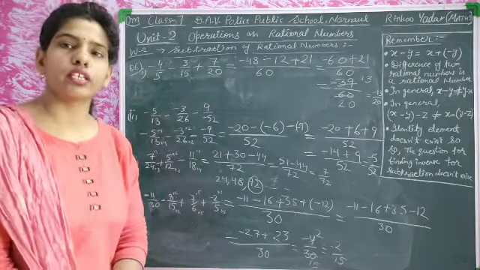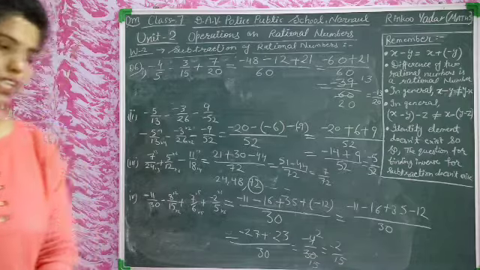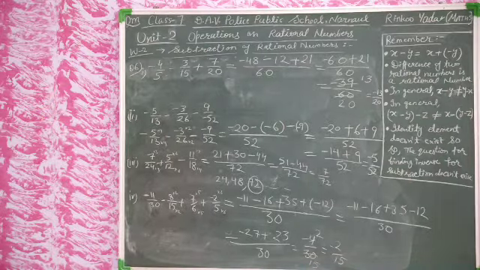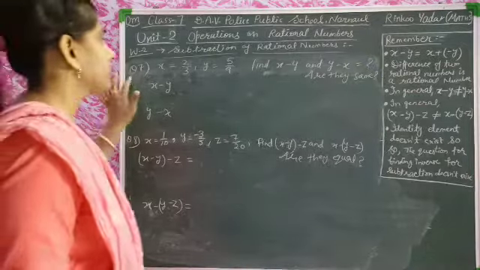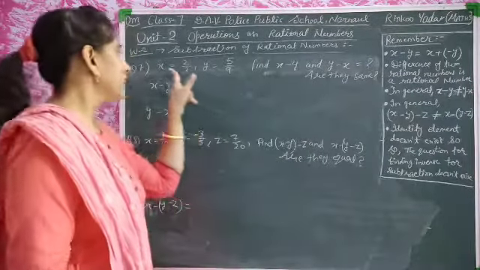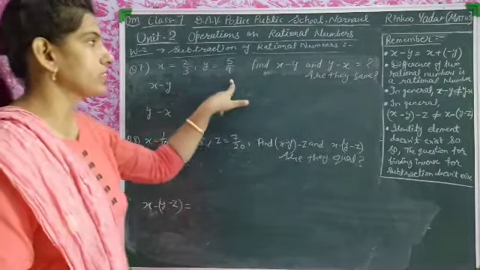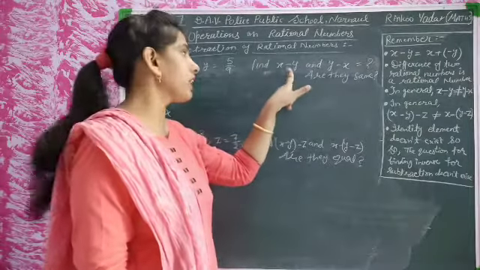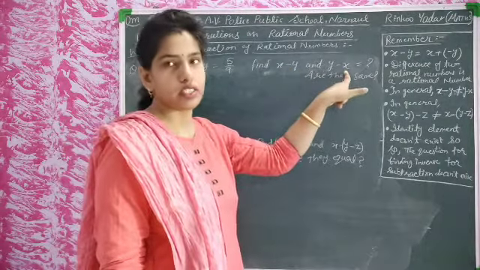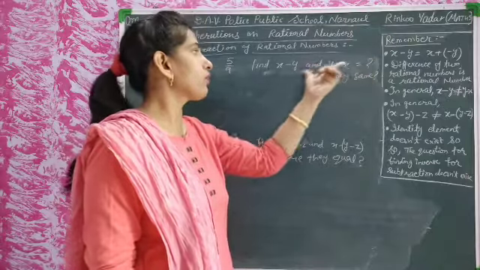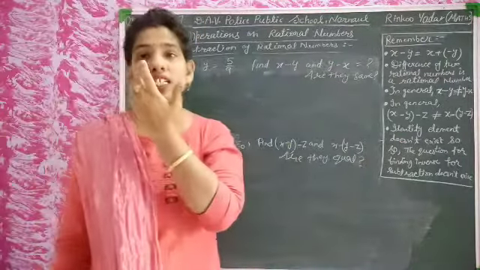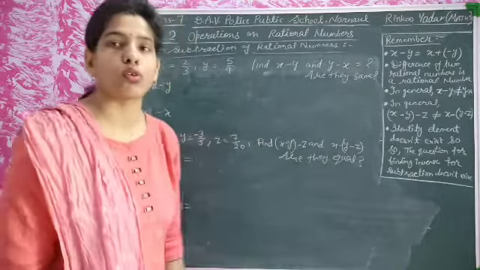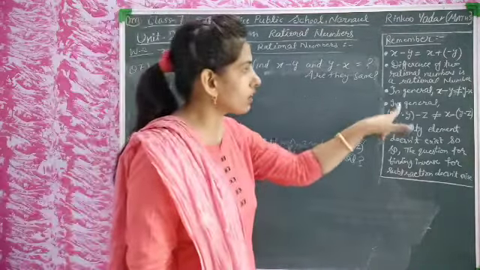Now we will do question number 7 and 8 here. So yes, students, let's start. Question number 7 is this. In question number 7, the x value is given and the y value is given, and we have to find x minus y and y minus x. We have to find both values and give the answer whether both are the same or not. And this will be done using this property.